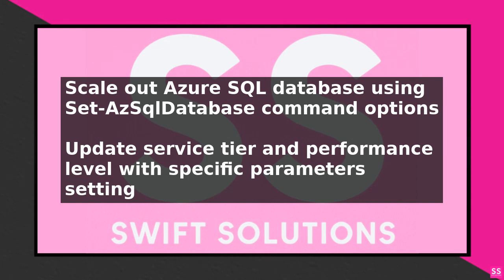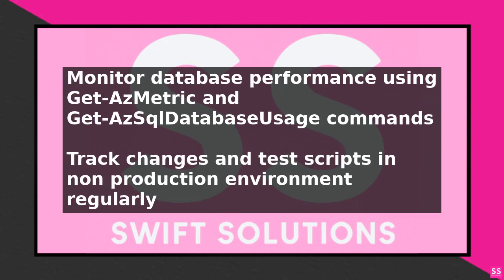You can do this by using the Get-AzMetric command to retrieve metrics such as CPU usage and storage usage. You can also use the Get-AzSqlDatabaseUsage command to retrieve information about the current usage of your databases. Best practices for using PowerShell to scale out Azure SQL databases include testing your scripts in a non-production environment before running them in production and using source control to track changes to your scripts.